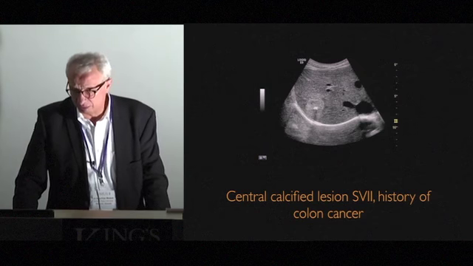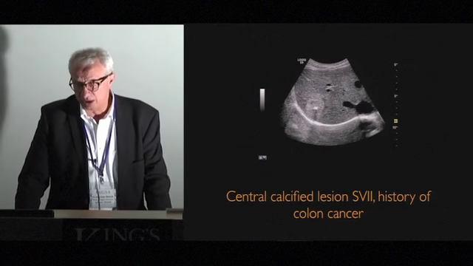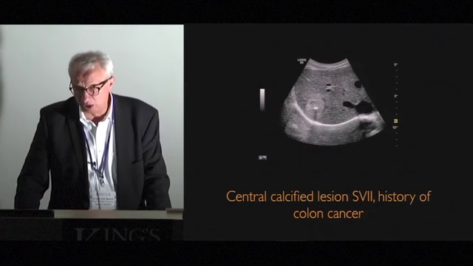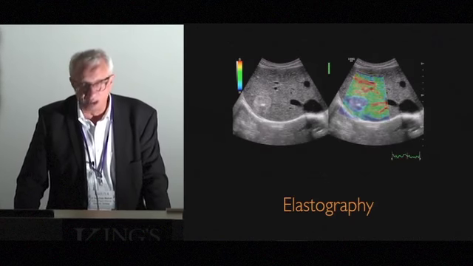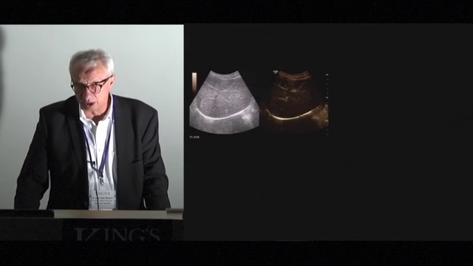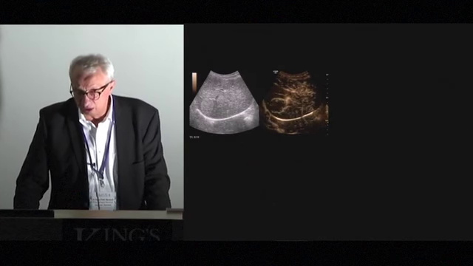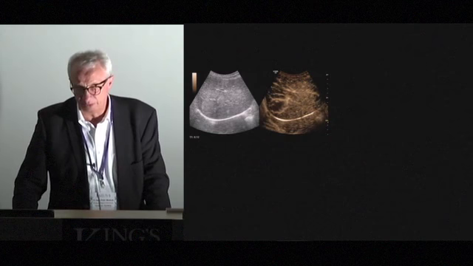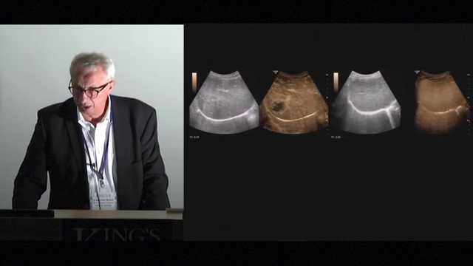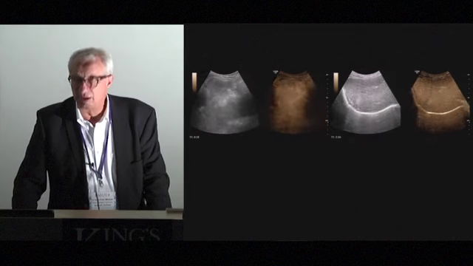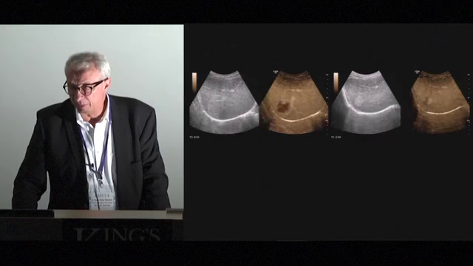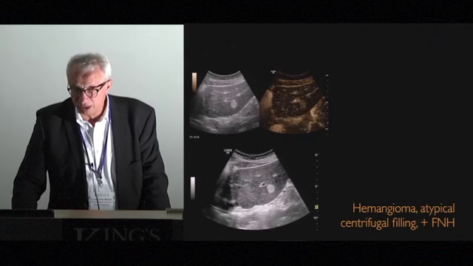What about this case? This is a patient with a colon cancer. And he had a lesion in segment 7 with a central calcification. And again, we were looking now for elastography, and it looks like a hard tumor. Then we look for contrast, and in contrast, again, you can see typical hemangioma. No question about that. And here's the late phase. You see it's a progressive centripetal filling.